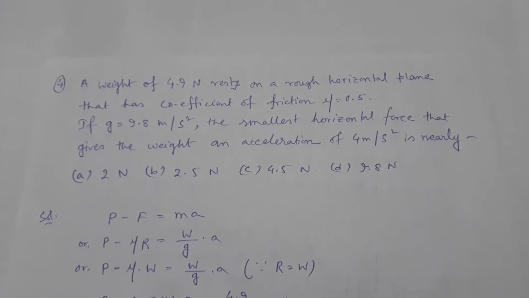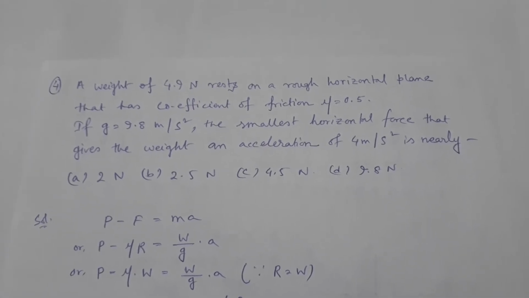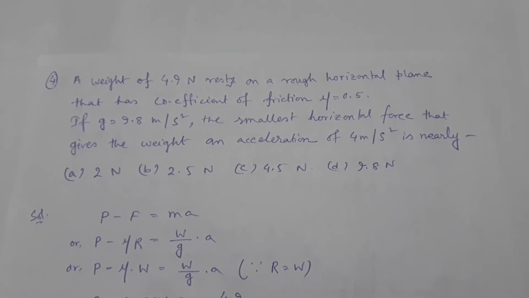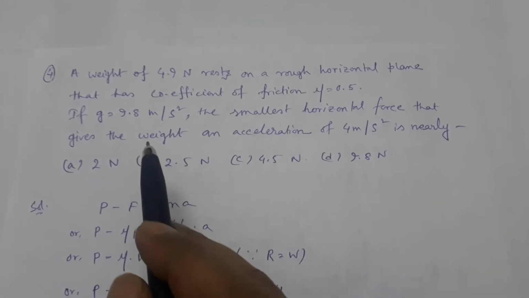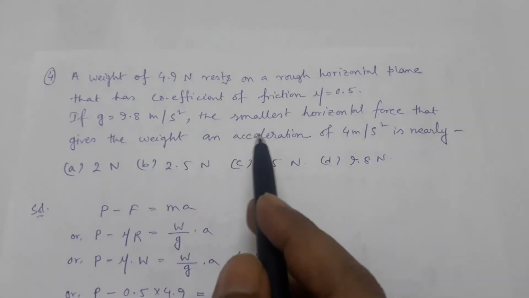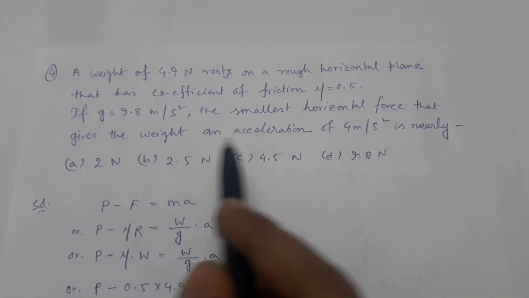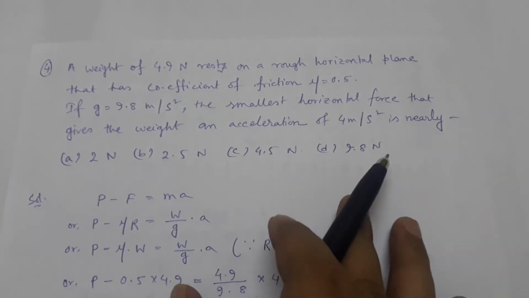This is the fourth problem. A weight of 4.9 Newton rests on a rough horizontal plane that has coefficient of friction mu equal to 0.5. If g equals 9.8 meter per second square, the smallest horizontal force that gives the weight an acceleration of 4 meter per second square is nearly. These are the four options.